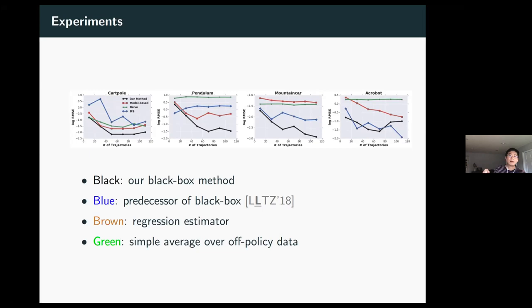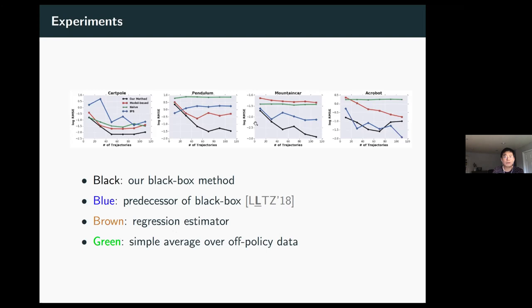And if you look at the black box method, it's much better than all the other methods, including the blue one, which is a predecessor of the black box approach. It's the first approach that we came up with, but it has some limitations, and we show that the black box approach is better than the blue one. And then the brown one is the regression estimator. In some cases, like MountainCar and Pendulum, it doesn't really learn too well.